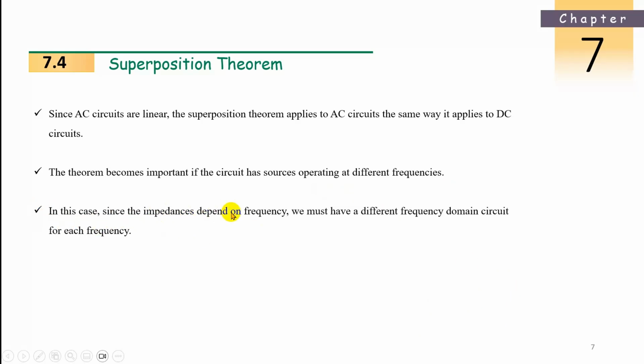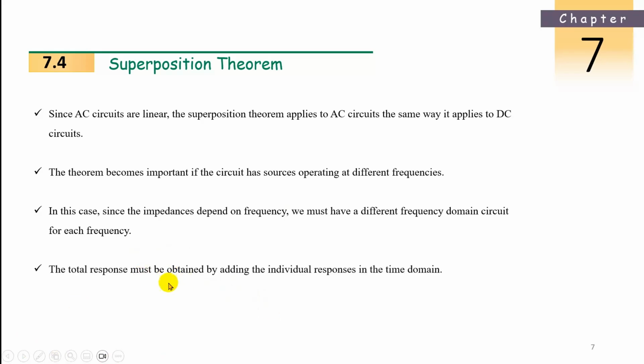Since the impedance depends on frequency, we must have a different frequency domain circuit for each frequency. In superposition we take one source at a time, so one source means one frequency. Calculate the phasor as per that. Then for the second source, the second circuit, check the frequency and convert into a phasor. Like that we have to solve.